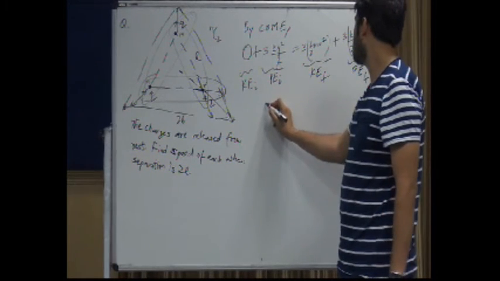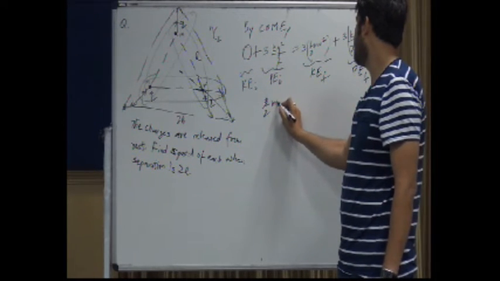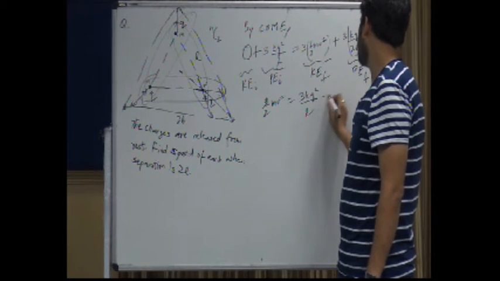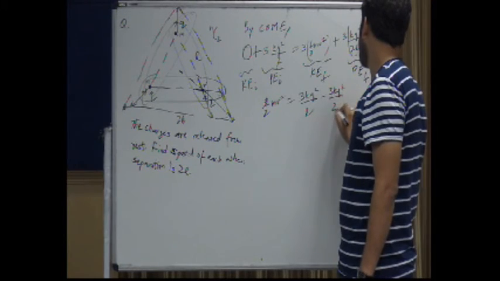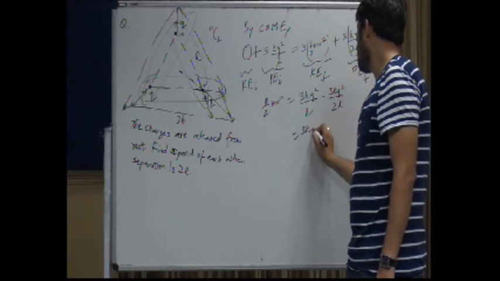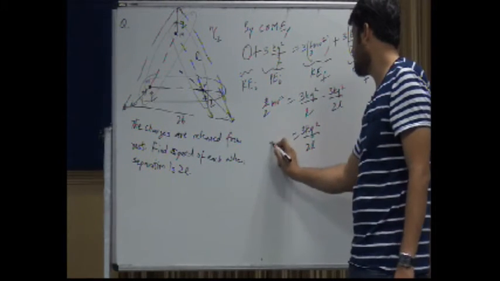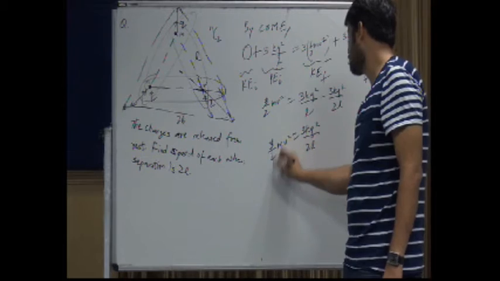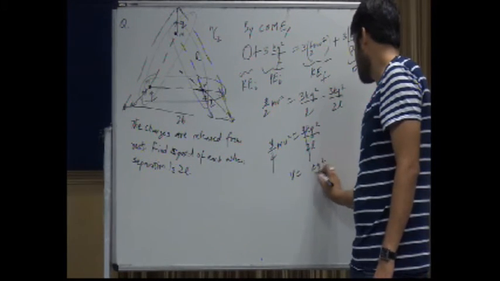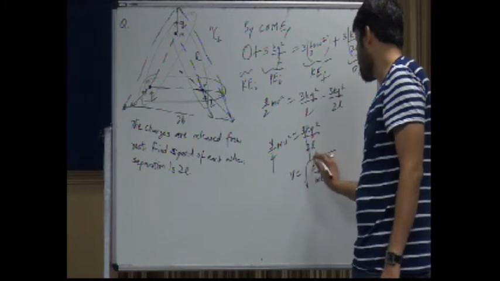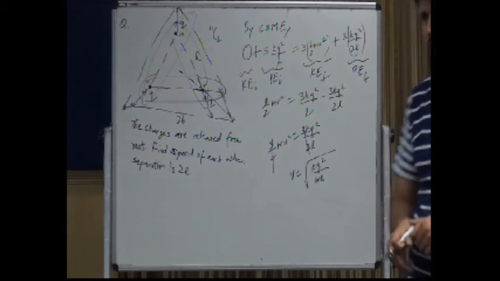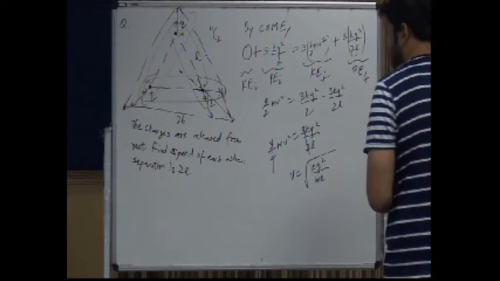So what we get is 3 by 2 mv square equals 3 kq square by L minus 3 kq square by 2L. If you solve it, this would be 3 kq square by 2L, taking the LCM. So this cancels. v would be the square root of kq square by mL. That is the speed of each.